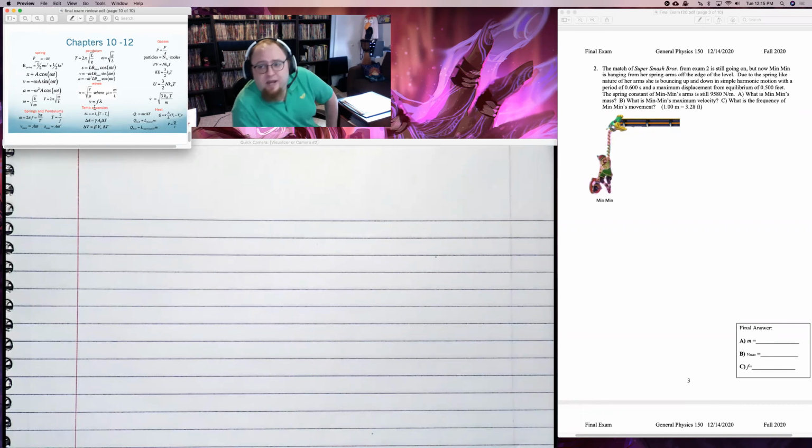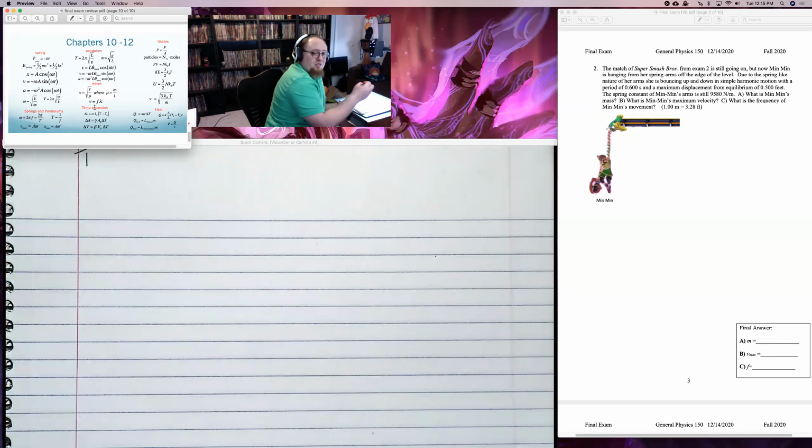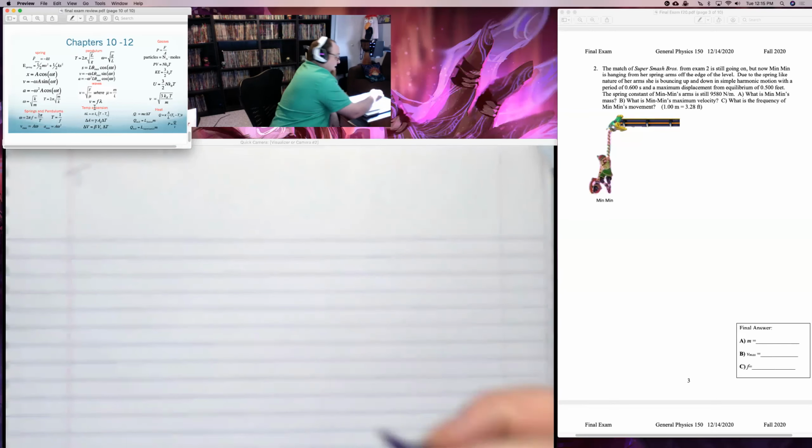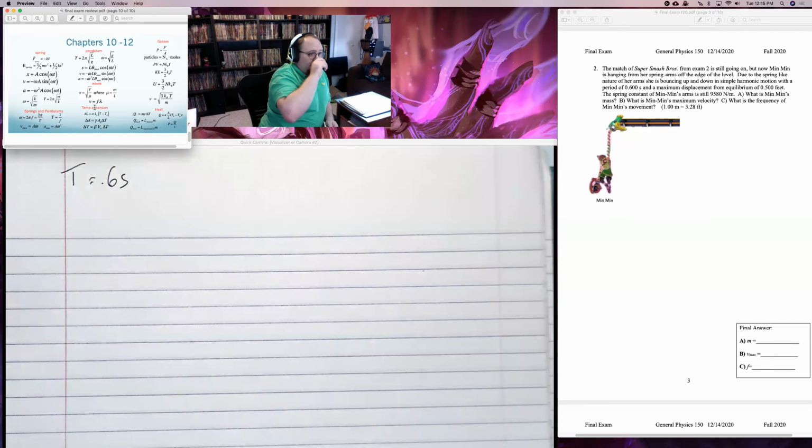And what I say is the match of Super Smash Brothers from exam 2 is still going on, but now Min Min is hanging from a spring arm off the edge of the level. Due to the spring-like nature of her arm, she is bouncing up and down in simple harmonic motion with a period of 0.6 seconds. Okay, springs or pendulums, doesn't matter which one I do. Period will probably show up in some form, if not period, frequency. Period, which is capital T, in this case was 0.6 seconds. And I said a maximum displacement from equilibrium of 0.5 feet.